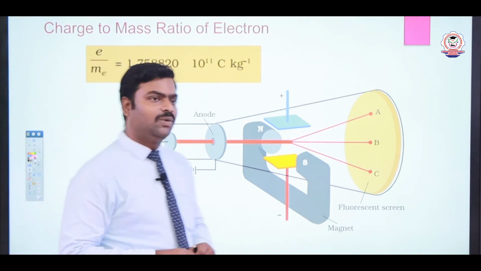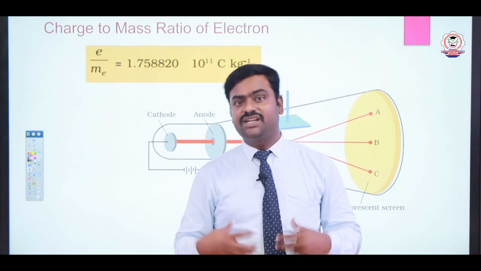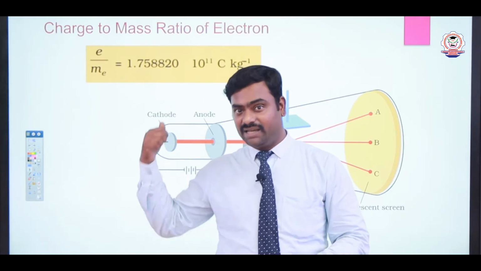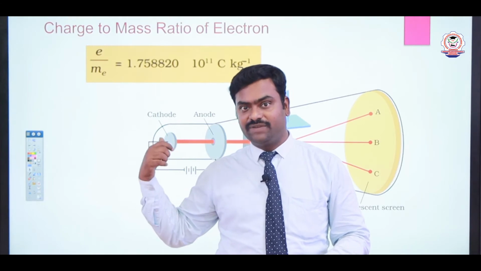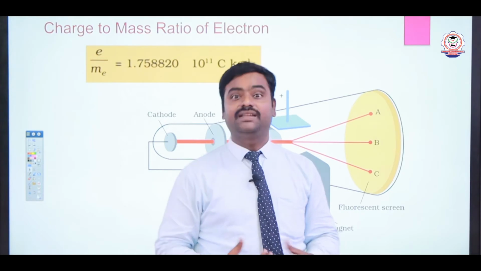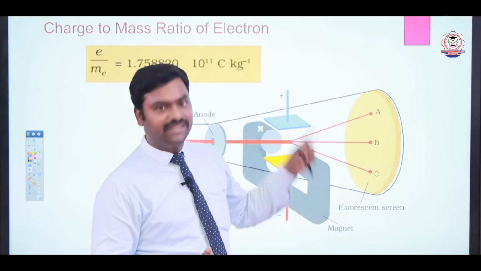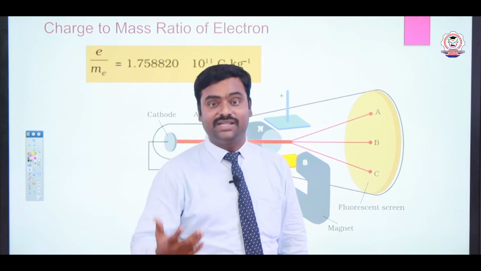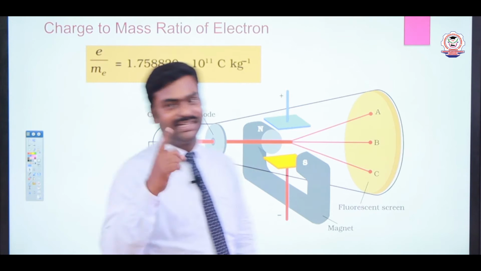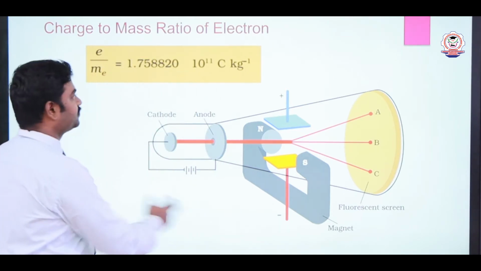Why was he doing this experiment? You are not aware of the charge as well as the mass. But by doing this experiment, he was able to calculate the value. Maybe in future, some other scientists may come and if they find the value of e, that is charge, they can identify the mass, and if they find the mass value, they can identify the value of e. That is why he was doing this experiment.